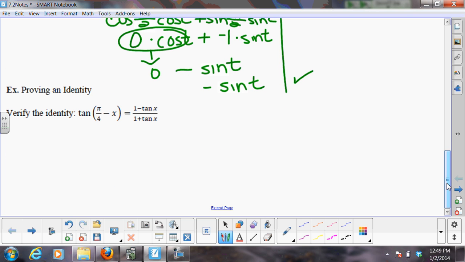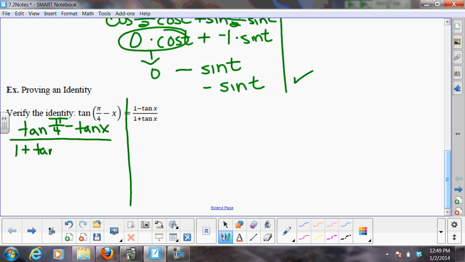Again, now we're going to use the subtraction formula for tan to prove an identity. So we're going to expand the left side using the tan subtraction formula, which is tan pi over 4 minus tan x over 1 plus tan pi over 4 tan x. Well, pi over 4 is 45 degrees, and tan of 45 degrees is just 1. So we get 1 minus tan x on top over 1 plus, and again here, tan 45 is 1, so it's just tan x on the bottom. And they match. Perfect.